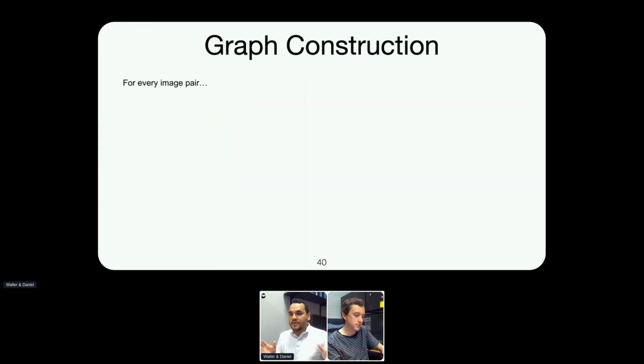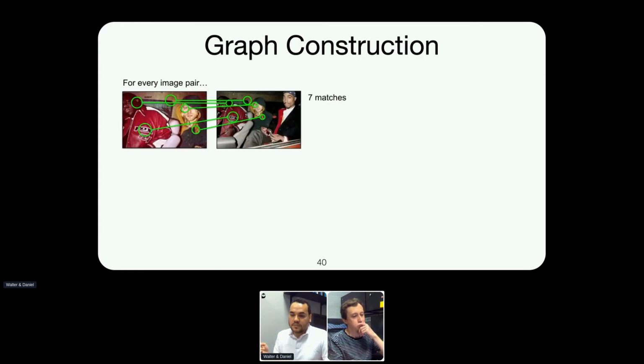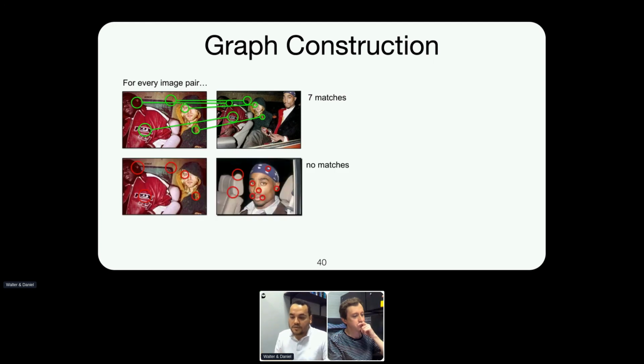is, okay, you have a set of images, including the query, and for every image pair, you can analyze how they share key points. So you can match the key points. You can see here, for example, in the case of Kurt Cobain and another image, that they share 7 matches here. So it means they have shared content. And whenever you compare images that do not share content, which is the next case on the bottom, you will see there are no matches.